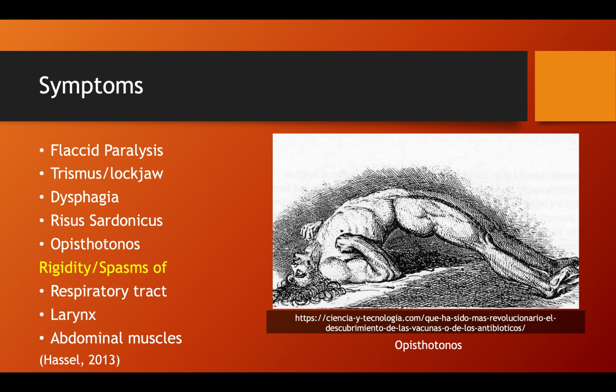Next, we'll talk about the symptoms of tetanus. So the initial symptom is flaccid paralysis, which is actually the opposite of the classic symptoms, but we will discuss that later on.